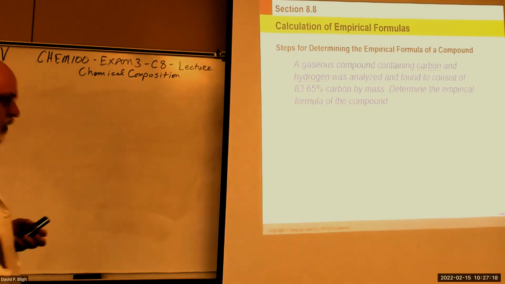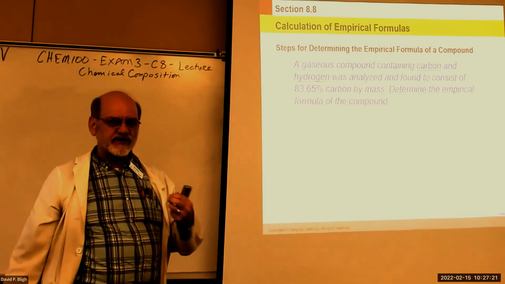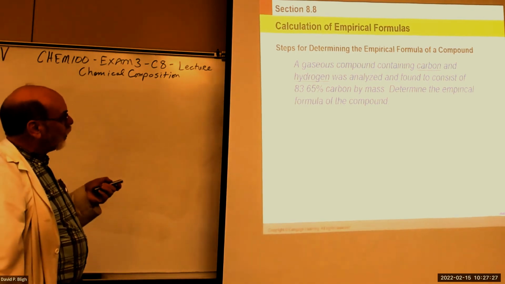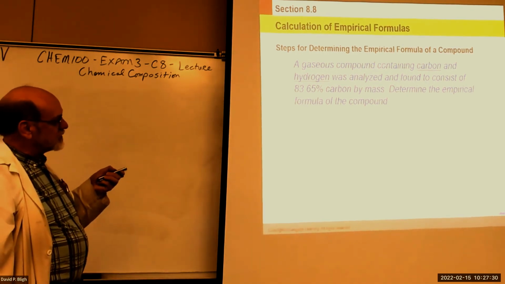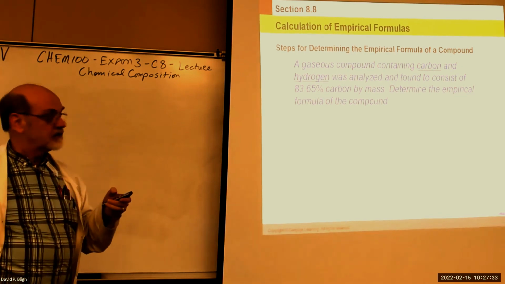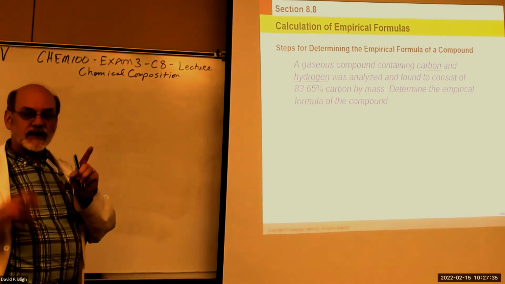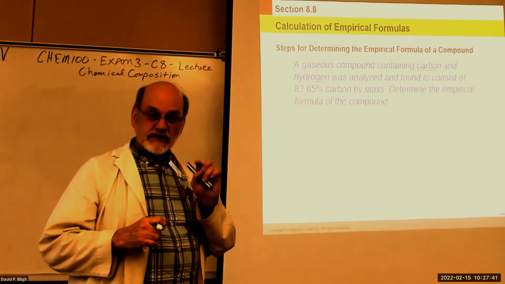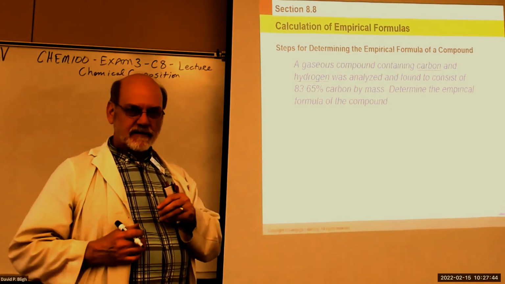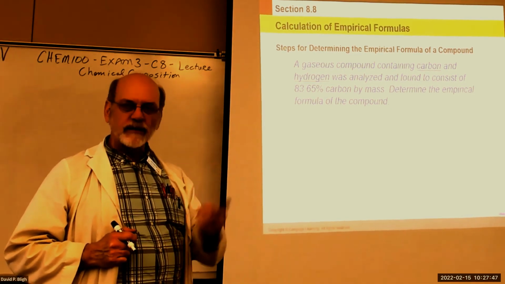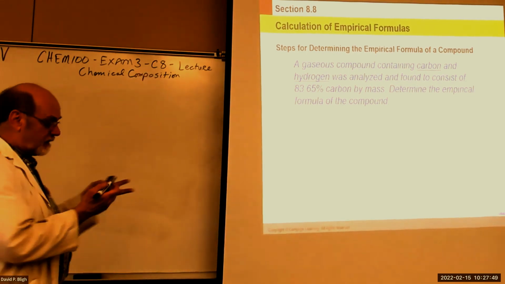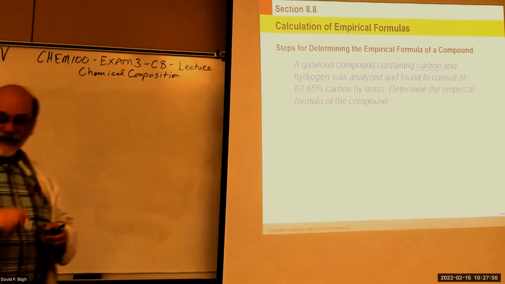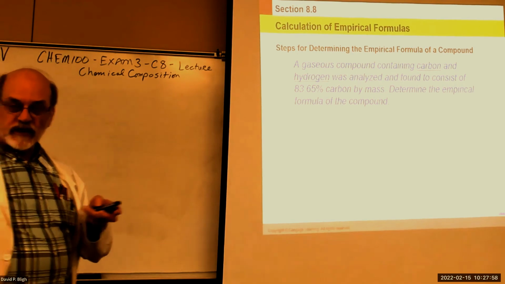Okay, so here's the step by step. When you're given percent composition by mass, you can find the empirical formula. Here's the word problem. A gaseous compound contains carbon and hydrogen. That's it. You know it only has carbon and hydrogen. So the bench chemist went into the lab and did some qualitative determinations. What's in this compound? Found only carbon, only hydrogen. Okay. So we know that. Carbon and hydrogen.